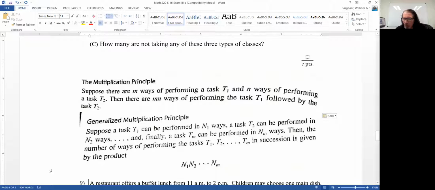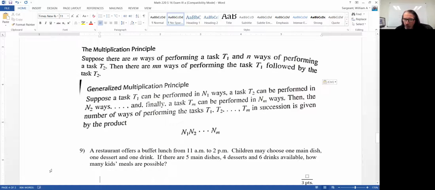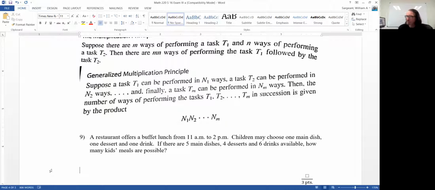So in a similar question, we're told here that kids can choose just 1 dish, 1 dessert, and 1 drink. There are 5 main dishes, 4 desserts, and 6 drinks available. So by the generalized multiplication principle, we would have 120 different meals possible.